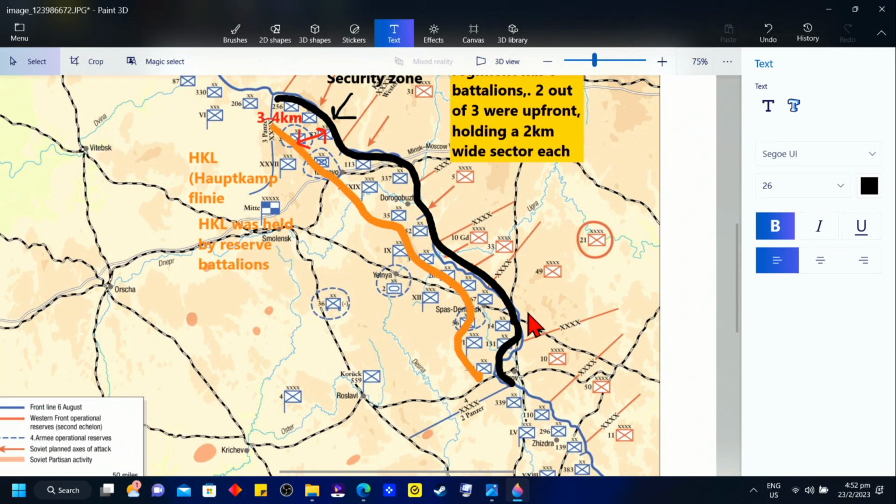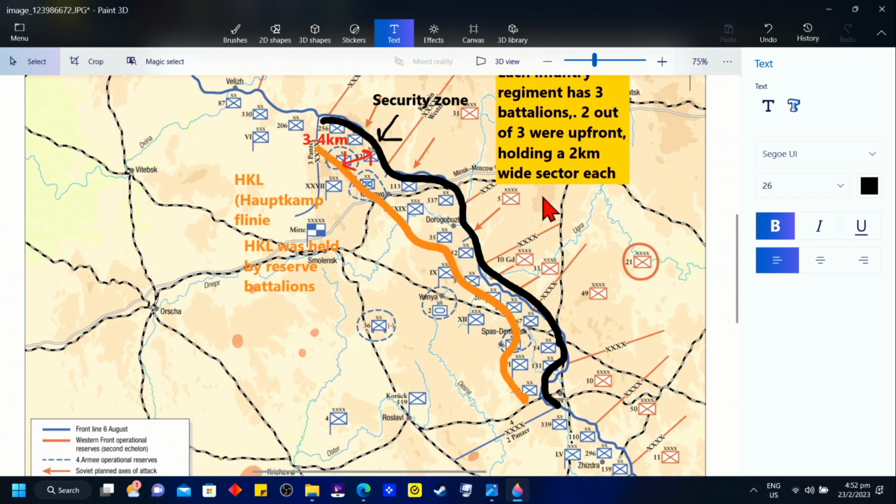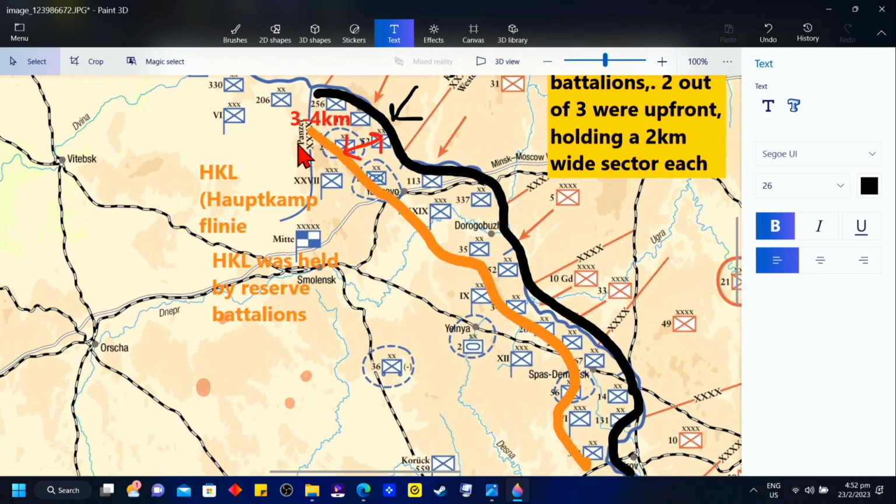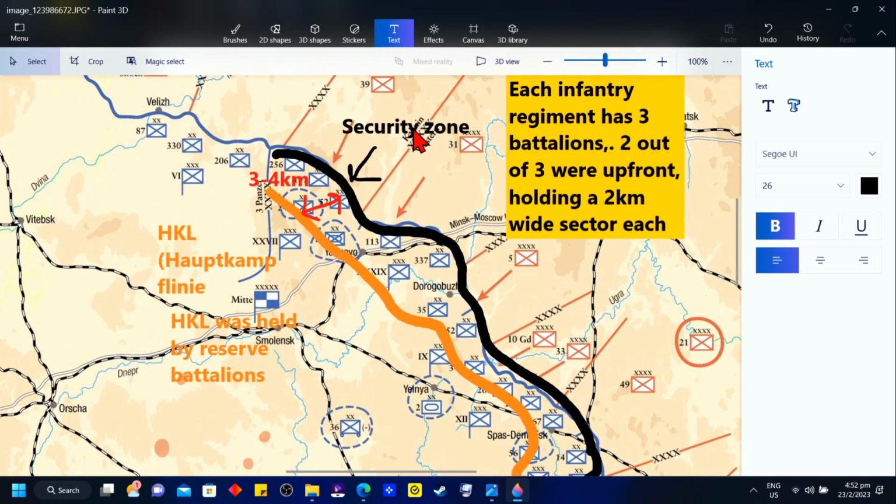The Germans were also aided by the fact that this entire area was marshy and heavily wooded. So basically it favors defense. Because forests and marshes can provide ample cover for the German defenders, making it hard for the Soviet artillery to pinpoint their positions.